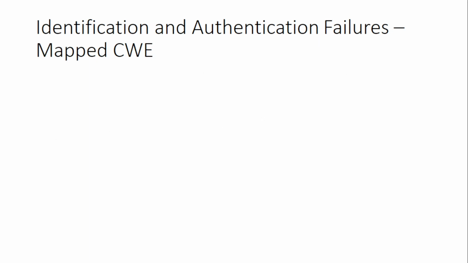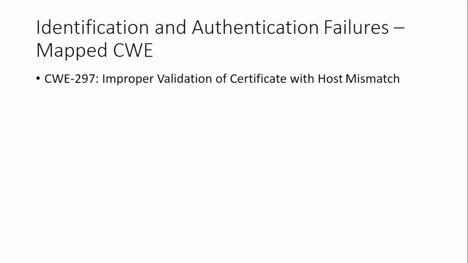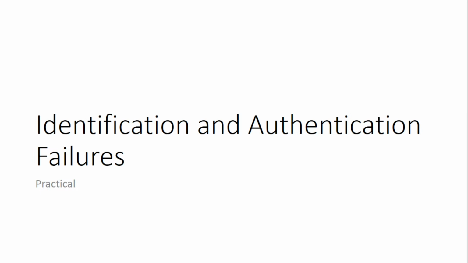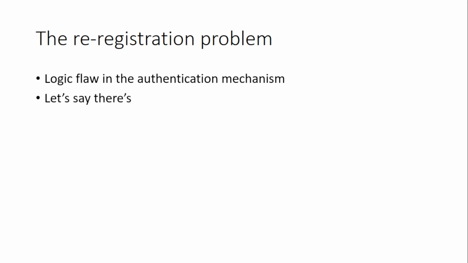The mapped common weakness enumerations here are improper validation of certificate with host mismatch, improper authentication, session fixation, and so on and so forth. An example of identification and authentication failures is one that has a logic flaw. One of them is the re-registration problem. The re-registration problem is a logic flaw in the authentication mechanism. So let's say there is an existing user named admin.